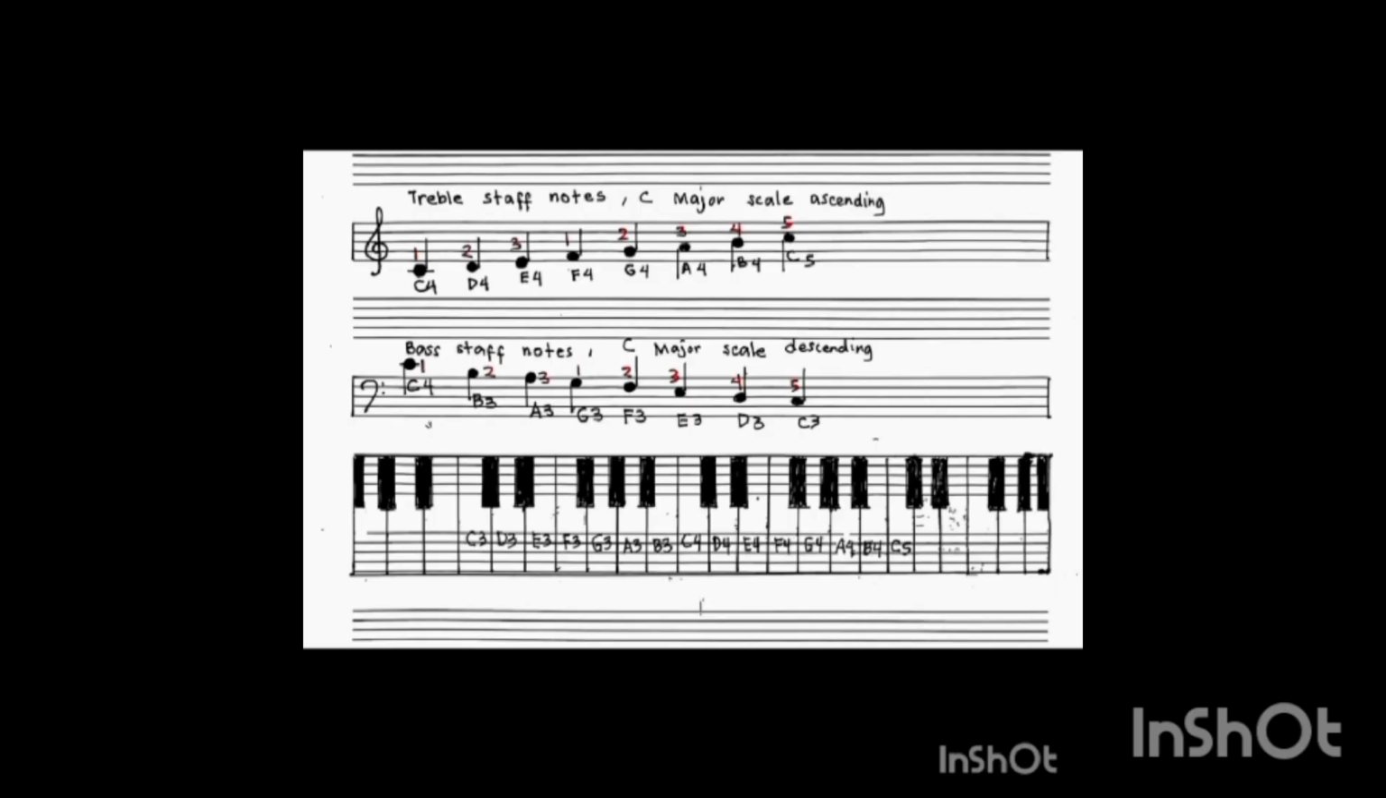And then put your number 1 finger under to play middle F or F4. And then play with number 2 finger middle G or G4. And then play middle A or number 3 finger. And then middle B or number 4 finger. And play with your 5th finger high C or C5. So I'm going to show you this now on the piano.